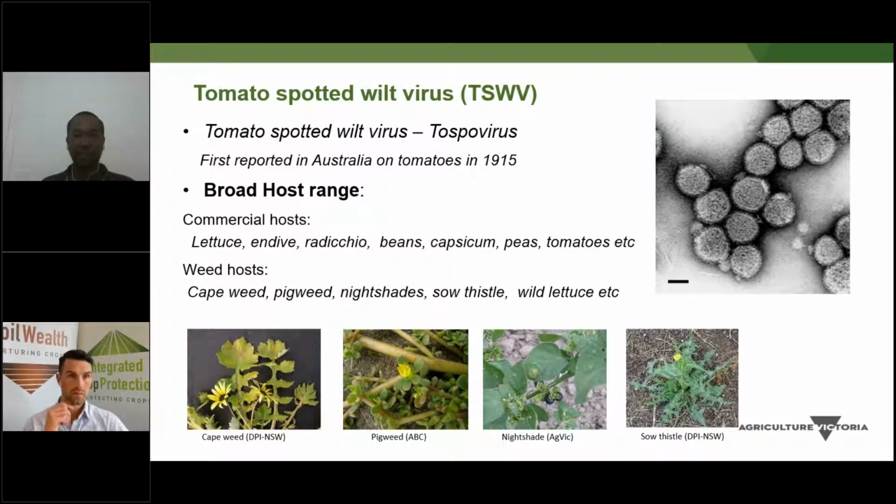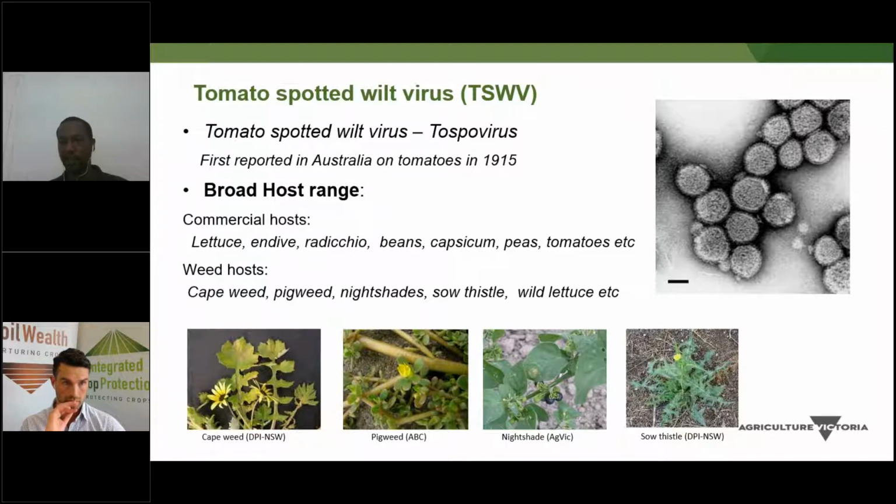So the next most important virus is tomato spotted wilt virus, and this is an important virus across many vegetables, not only for lettuce. It was first reported in tomatoes in Australia in 1950 in the Werribee region, and since then it's found across the world.